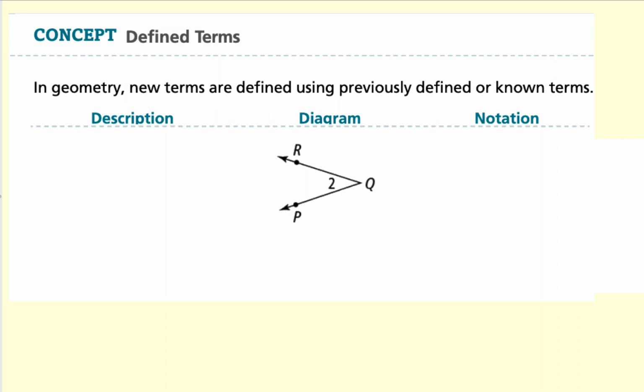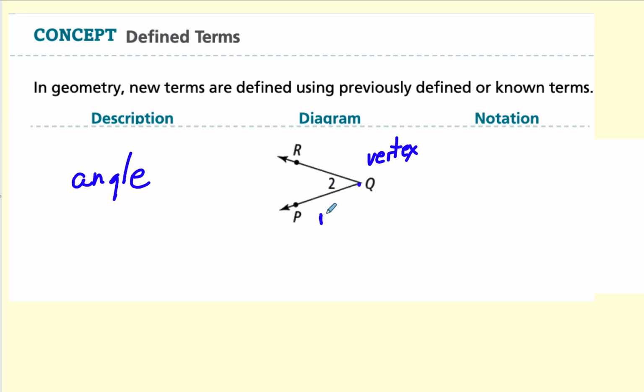Let's continue with our defined terms here. And one of our defined terms is that we can label this figure as an angle. And that's the description. And the angle has different parts. This is called the vertex, and it is the point at which the two rays meet.